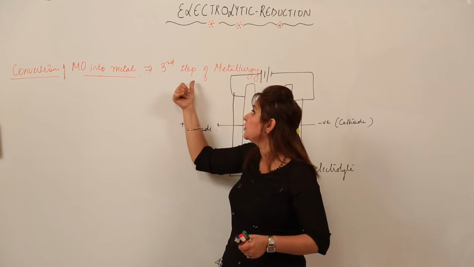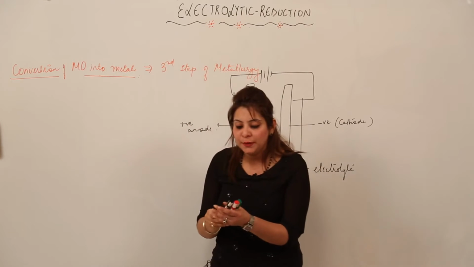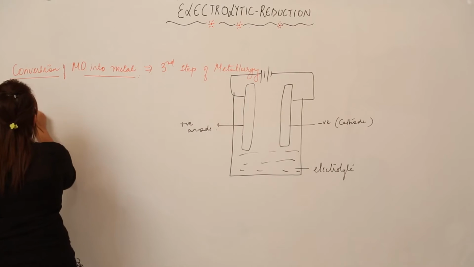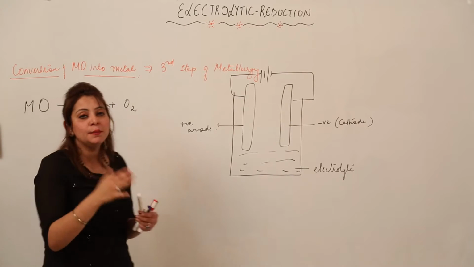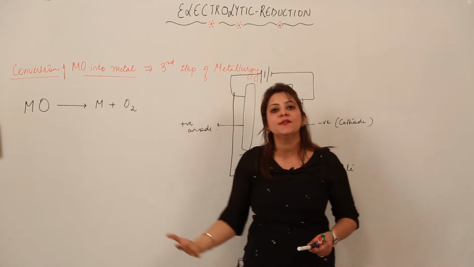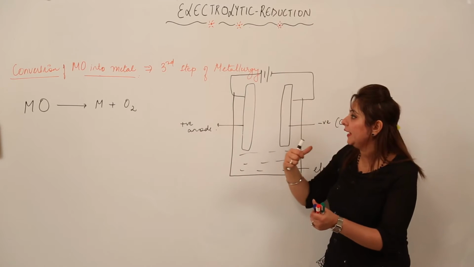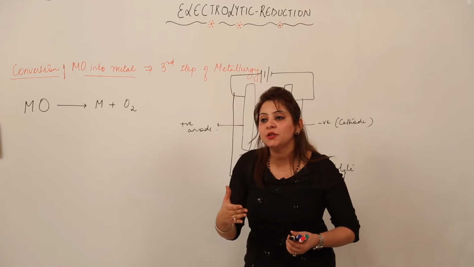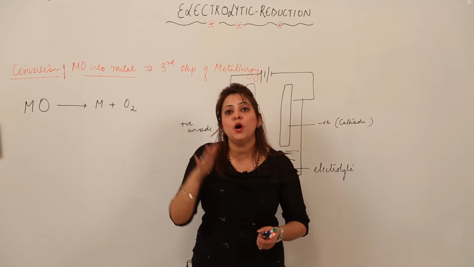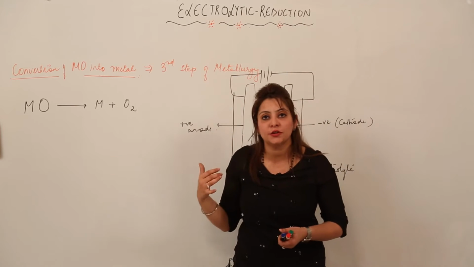It is actually the third step of metallurgy, which involves the conversion of metal oxide into metal. That means at the end of the reaction, this metal oxide will be reduced to the metal and oxygen. The metal will get separated and the oxygen will get separated. You should keep in mind that the metals which occur at the top of the reactivity series are mostly reduced by this process, electrolytic reduction.